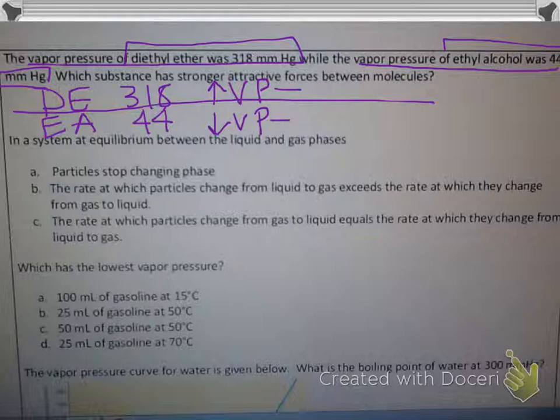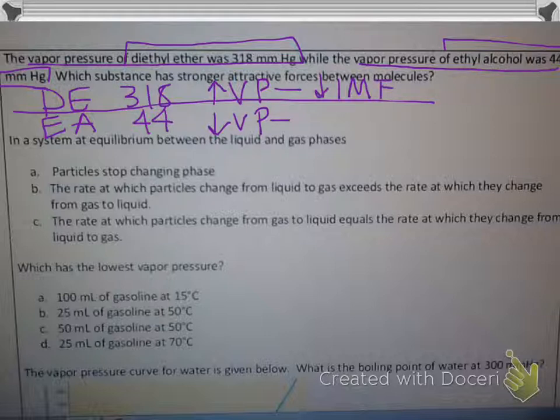Basically, it means you have more escapees. The higher the vapor pressure of the substance, the more escapees of the liquid into the gaseous phase. Now, why would you have more gas particles above the liquid? You'd have more vapor creating that vapor pressure because the intermolecular forces between the particles were relatively weaker.